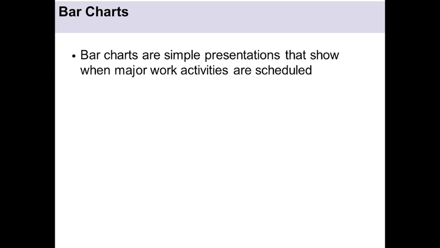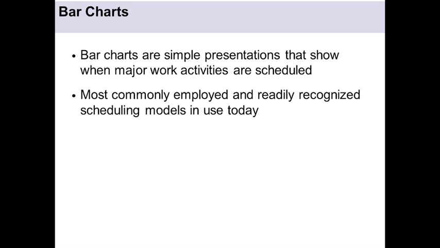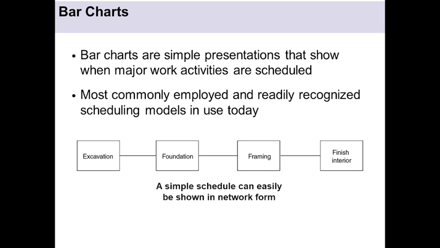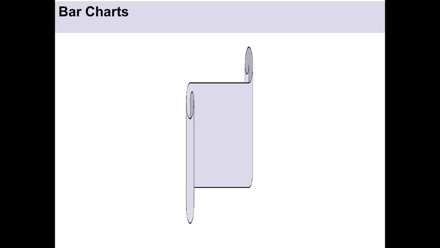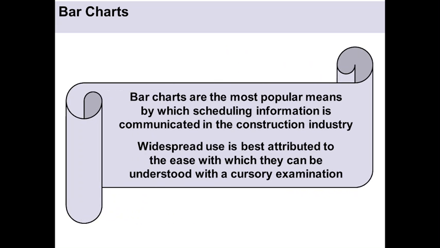So the Henry Gantt chart is also known as the bar chart. A bar chart is a simple presentation that shows when major work activities are scheduled. It is among the most commonly employed and readily recognized scheduling models in use today. It is a simple schedule that can easily be shown in a network form. So it is very commonly used in every construction project, or even in other offices as well. So bar charts are very common.